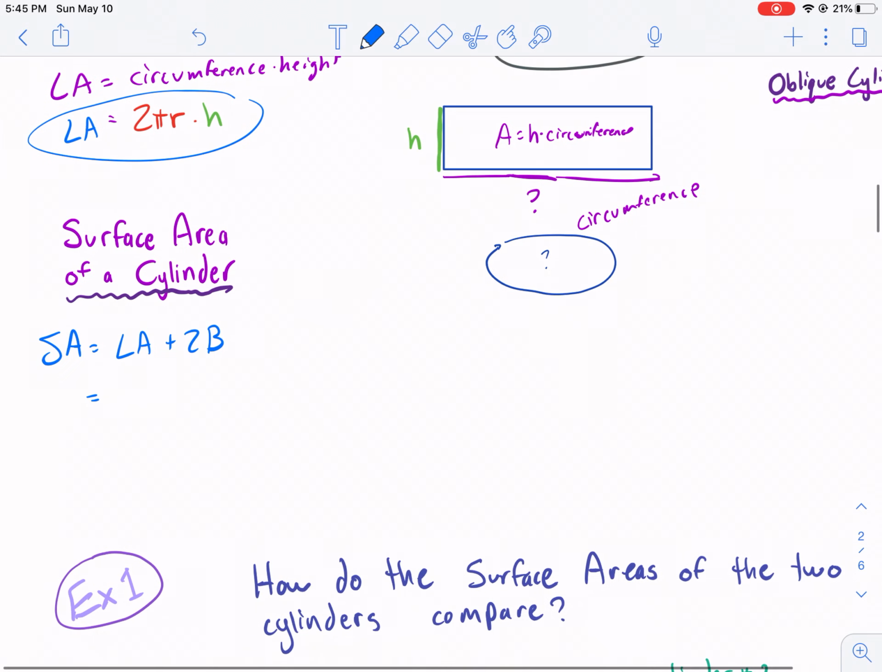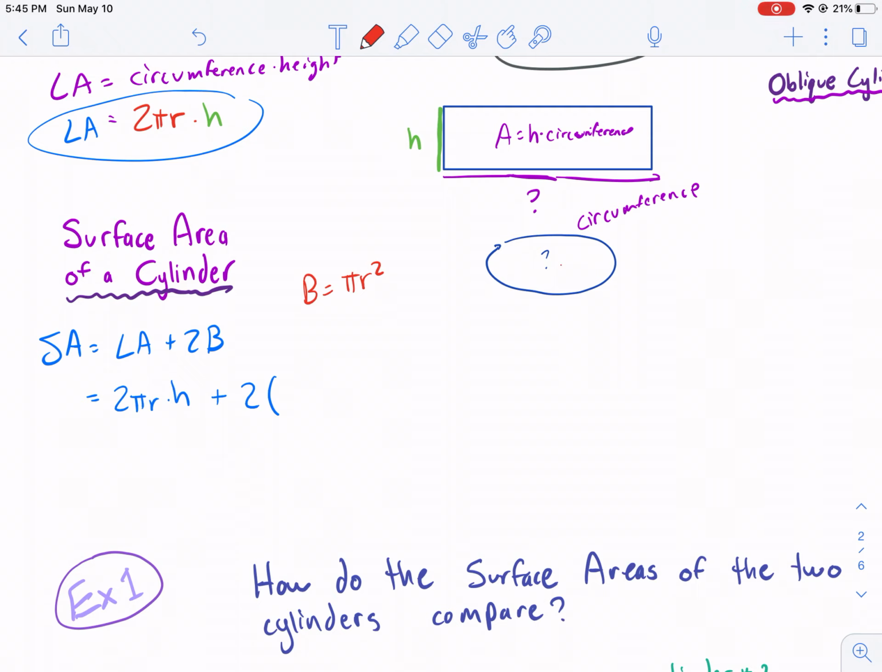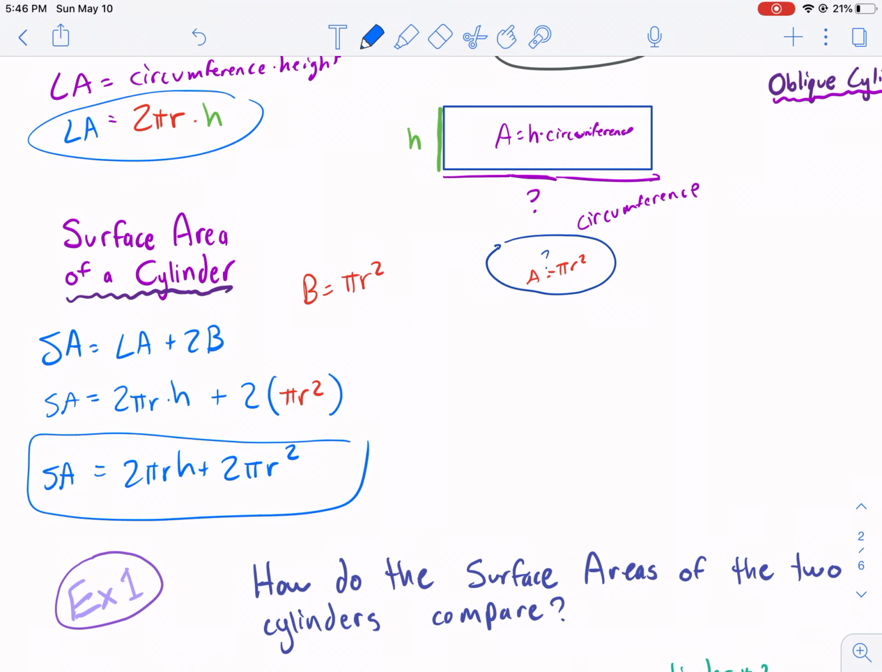We already know lateral area. Lateral area is 2 pi r times the height, but now we need to factor in the two bases. Well, we know one of the bases is going to be equal to pi r squared. That's the area of a circle. Pi r squared equals the area. So now we just put pi r squared here, and that should give us our formula for all of it. So we can write this as 2 pi r h plus 2 pi r squared. And that is our surface area formula for a cylinder.